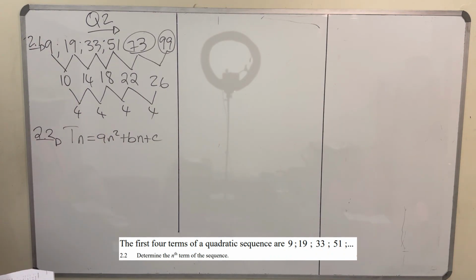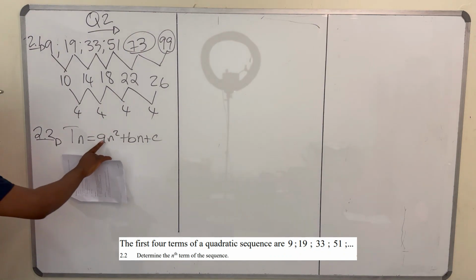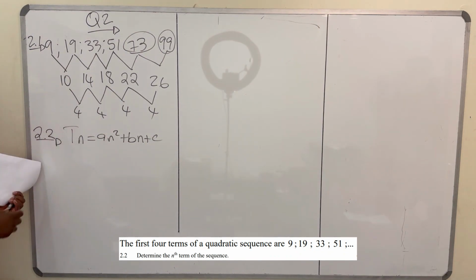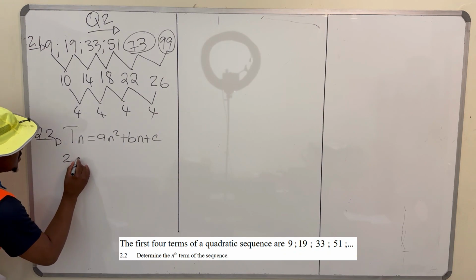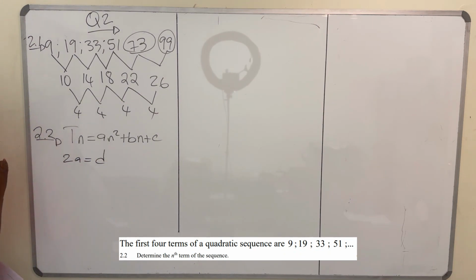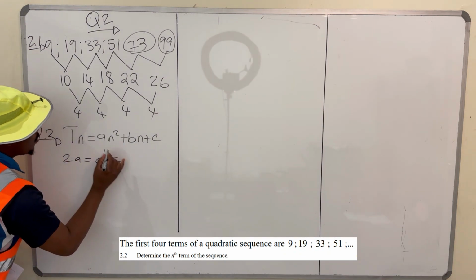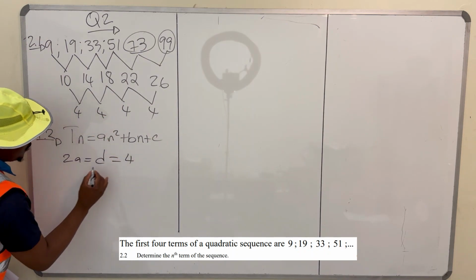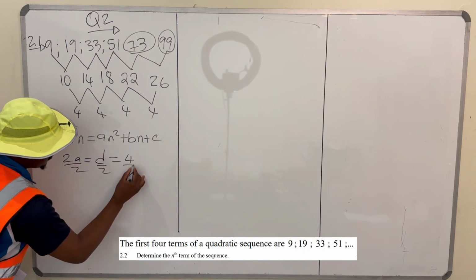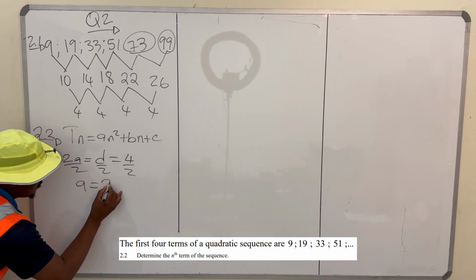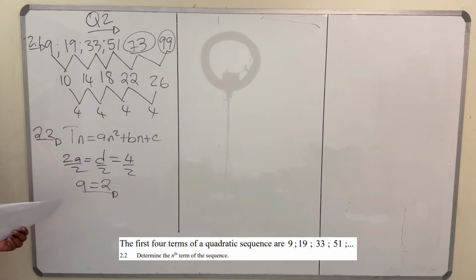Is it right? Yes. And you know that your a, this is not 9, this is a. So you know that 2a is equal to your common difference, right? And your common difference is equal to what? 4. Then divide by 2. So your a is equal to 2. Done. This is your a.